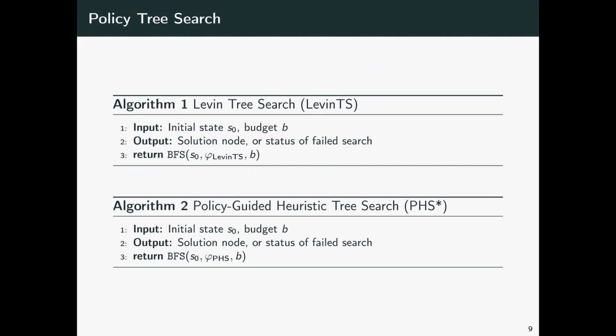And so this brings us to the algorithms. We're familiar with BFS now, so both of these algorithms are just calling BFS, and all we're doing is giving it different cost functions. Levin tree search gives it that d over pi, and PHS gives it that with the heuristic factor included as well.